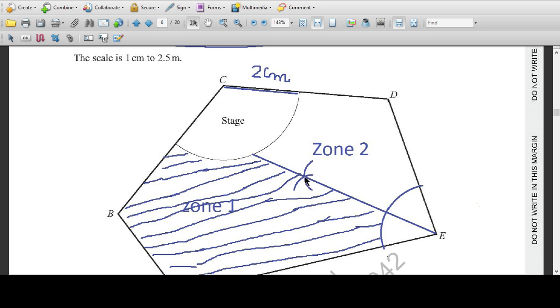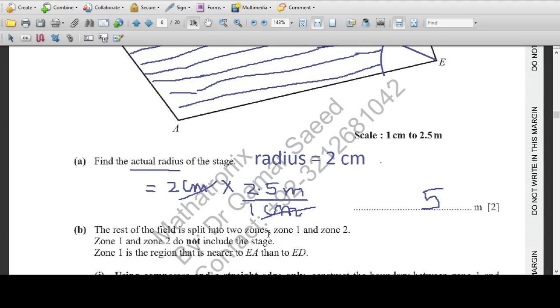So we have obtained this point, and this line we have drawn up to this stage, and this is basically the bisection of this angle. So we have to divide this region into two parts by bisecting this angle E, and so we have obtained zone 2 and zone 1 as per the instruction in the problem.